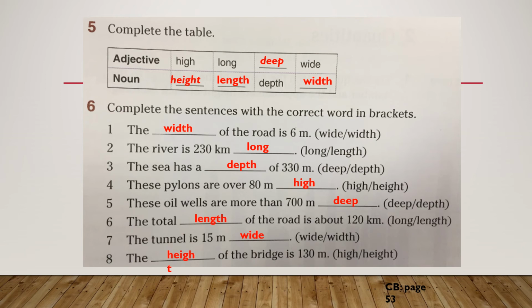Look at number 4, 80 meters high, adjective. Number 5, 700 meters deep, also an adjective. Number 7, 15 meters wide. Okay, so this is how we can differentiate how to use a noun or an adjective. In the next exercise or the language box, we will see also other places where we can use adjectives or nouns.